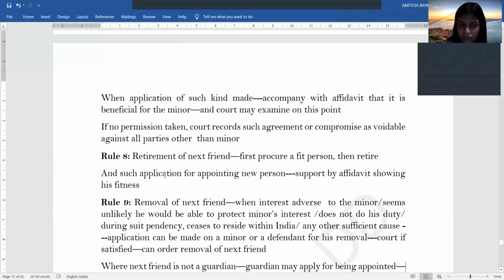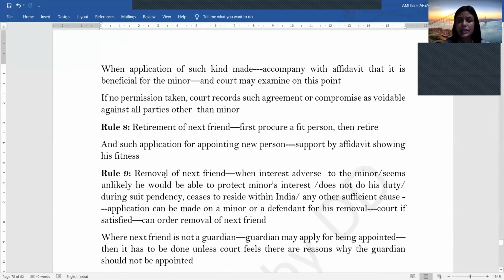And Rule 8 is saying that if there is a retirement, first you procure a person who's fit for taking your place, only then you can retire. And whoever the next person is coming, again has to give a document in support, an affidavit in support, that I am fit, I have no adverse interest, etc.